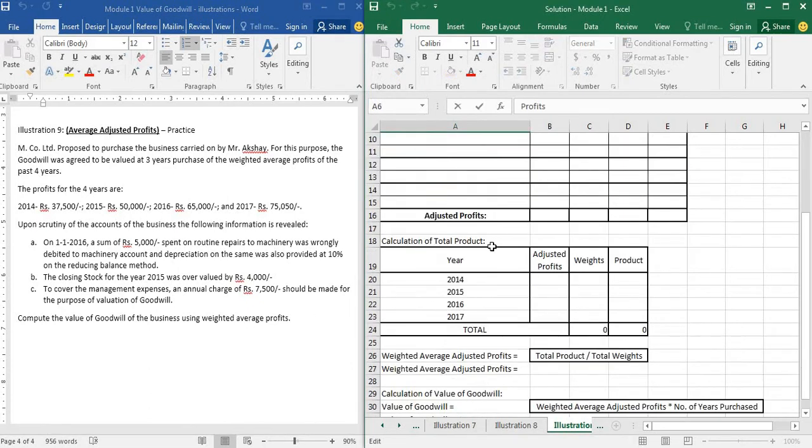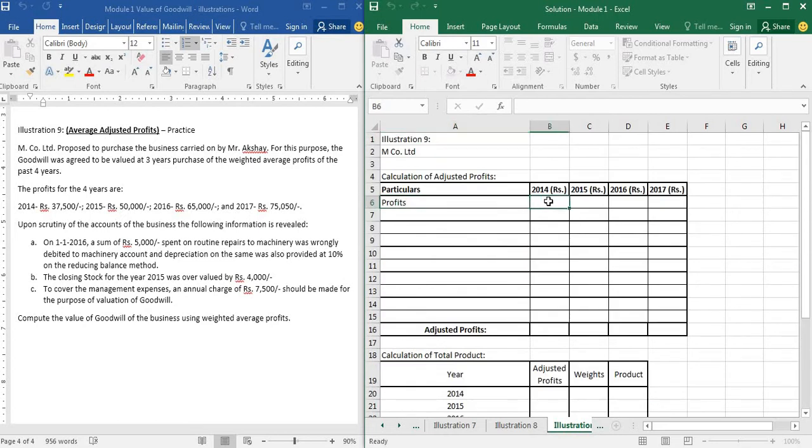So I have the format ready here. We'll do it quickly. We'll not waste our time because the format and the pattern of solving it is similar to how we did it in the previous video. I'll just write down the profits: 37,500, 50,000, 65,000, and 75,050 rupees. So I've got the profits here.